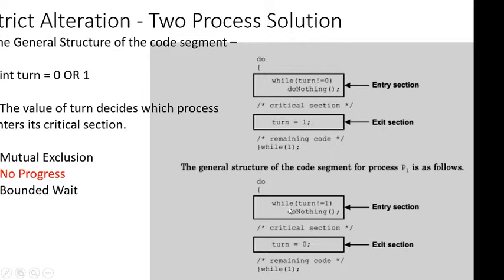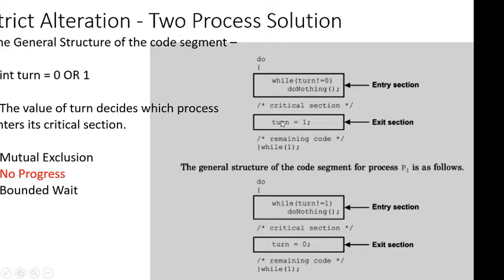So it checks: is turn not equal to one? It is equal to one, so the condition is false. Since it is false, it goes into the critical section. Then after finishing the critical section, it sets turn equal to zero again, giving the turn to process zero. Then it runs its remaining code.